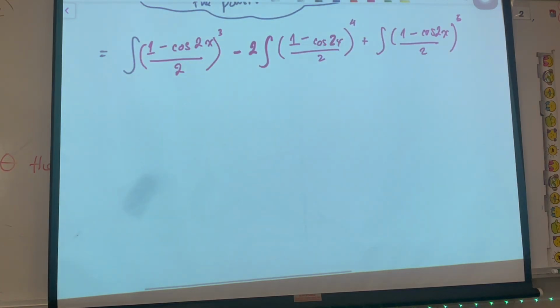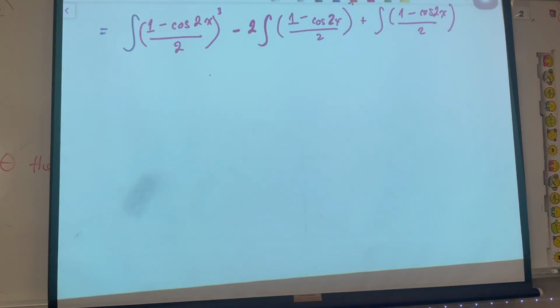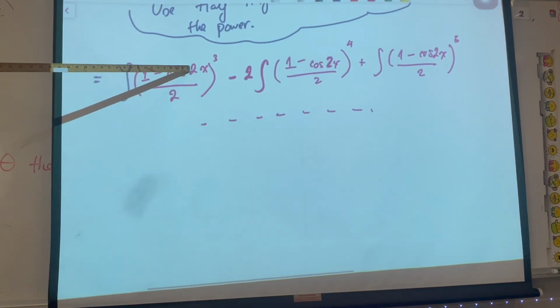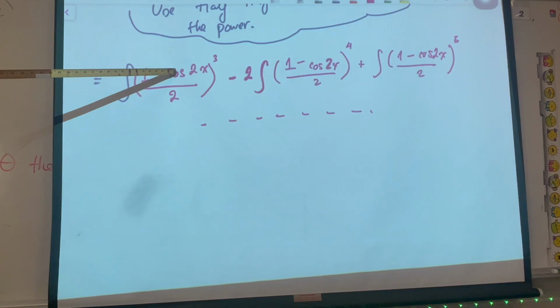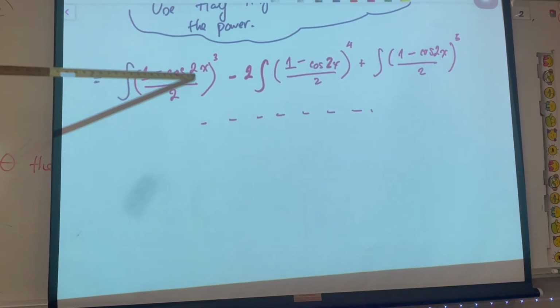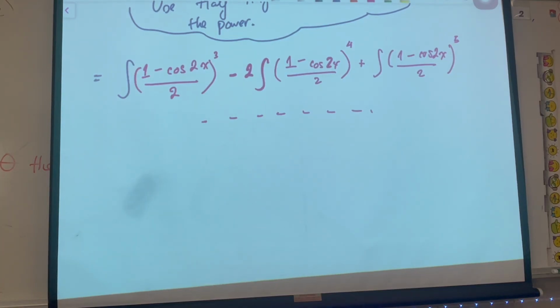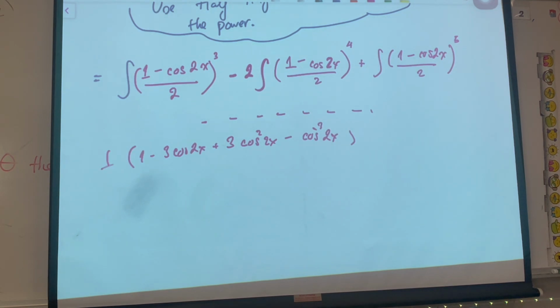We're gonna continue this one next because that's a long problem. I just made it up. Now you just need to expand them and then take the integral of each. It's easy, it's just long. For example, the cube, you're gonna have 1 minus 3 cosine 2x plus 3 cosine square 2x minus cosine cube 2x, everything times 1 over 8.